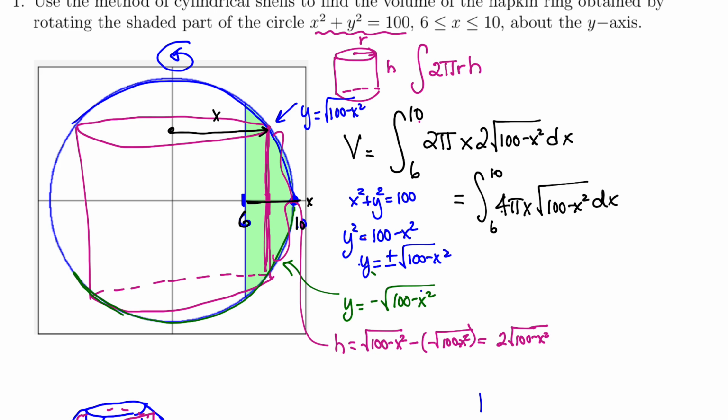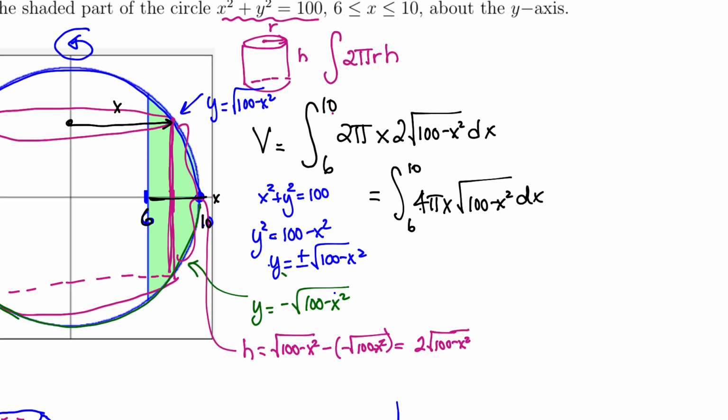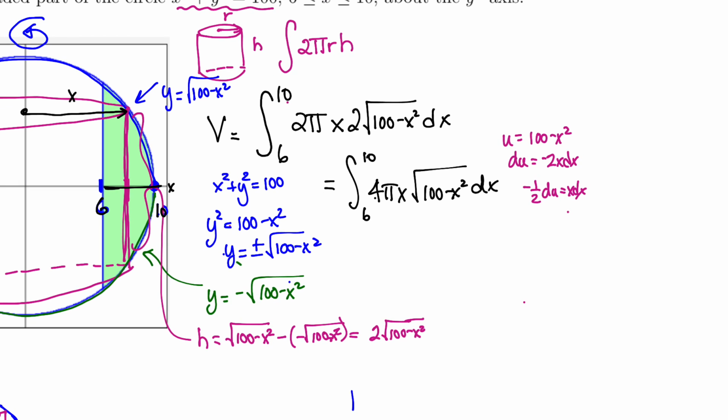What method? What did you use there, Noah? You used what on that? U sub. I would use U sub as well. I would let U equal 100 minus x squared. That's exactly what I would do. And I also like to change my limits. Not everybody does. So it's up to you if you change your limits.